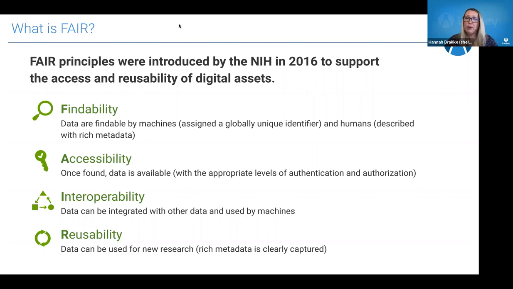Oftentimes people will read into this as: we want to have our data stored in a standard database, like a SQL Server or Postgres or something like that, that can be reused as we need to, or shared with other people in a format that other systems can understand. And that last one, reusability, is that this data can then be used for new research. This really points to the other ones: if you can find it, and if you can access it, and if you can use it in your system, and all of this is done really well and has a bunch of rich metadata captured on it, you should be able to use that information to form the basis of other research as needed.